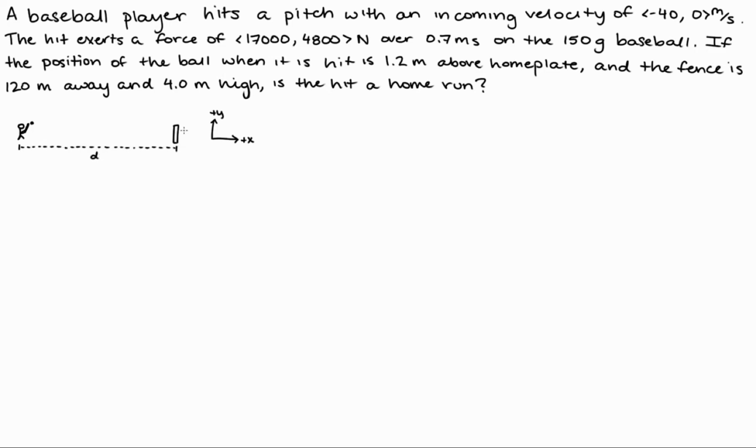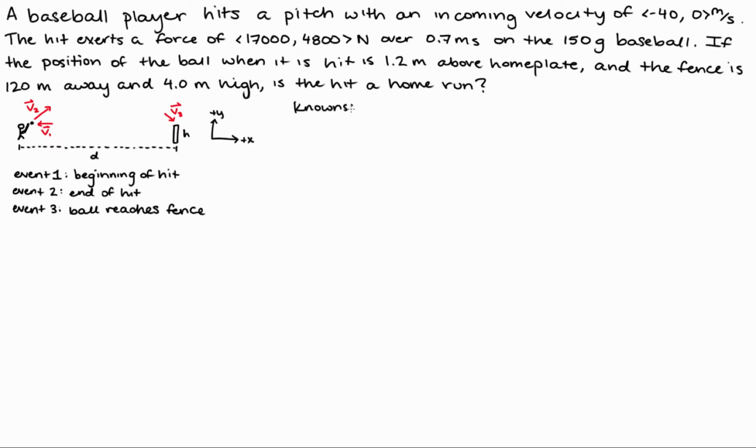In order to approach the problem, we will divide it into 3 parts. The first event will be denoted by the beginning of the hit, the instant before the baseball connects with the bat. The second event will be the end of the hit, or the instant right after the baseball leaves the bat. And the third event will be when the ball reaches the fence.